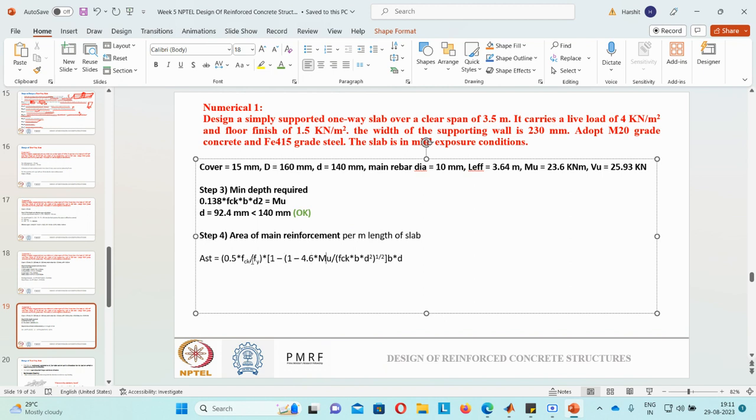Mu is 23.6 kilonewton meter, so 23.6 into 10 to the power 6 newton millimeter. We know b. b is 1 meter, so it will be 1000 mm. And effective depth d is 140 mm. Okay, and b d again here. So upon substituting all the values, just let me do the calculation. So it will come out to be around 505 mm square.